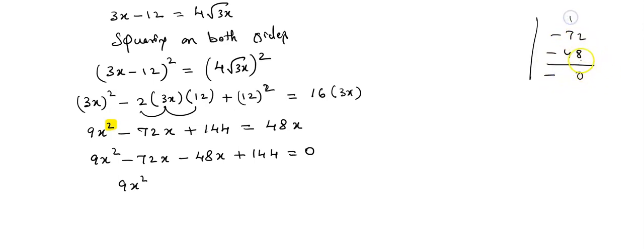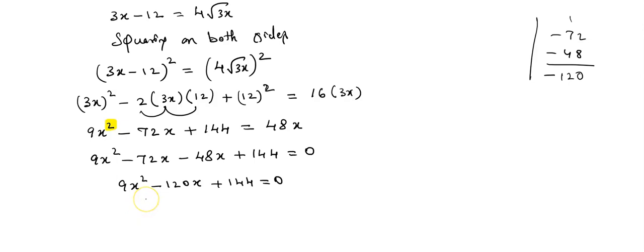8 plus 2 is 10. 7 plus 1 is 8. 8 plus 4 is 12. That is 120. Minus 120x plus 144. That is equals to 0. Children, this 9x square, 120x, 144. So in 9 tables we get 9, 120 and 144.